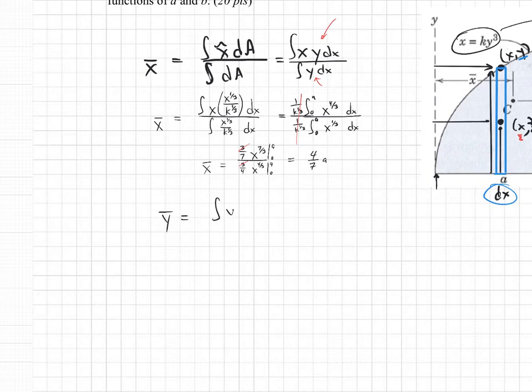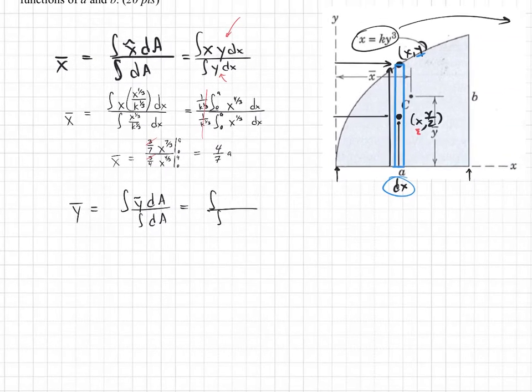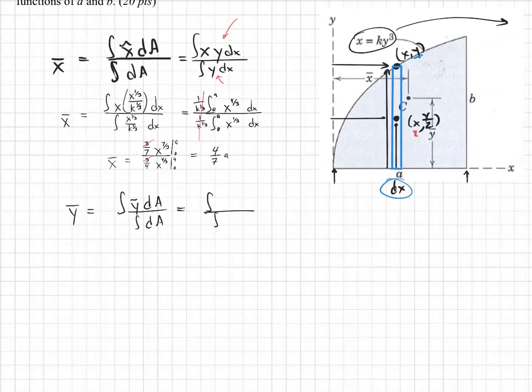Okay, the integral of y tilde dA over the integral of dA equals, okay, the integral. So on the bottom, the dA. Let's talk about dA again, just to make sure that you're following here. The height of this box is the same as this coordinate. So it's a y.